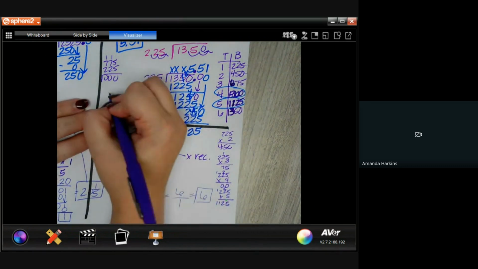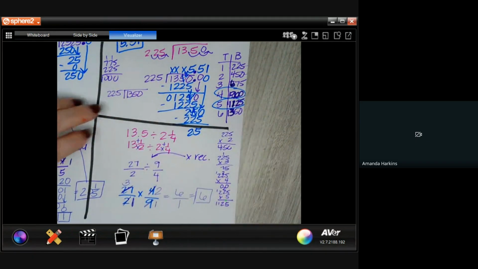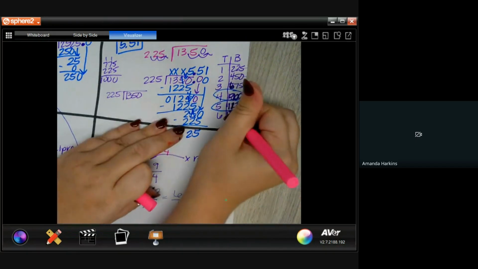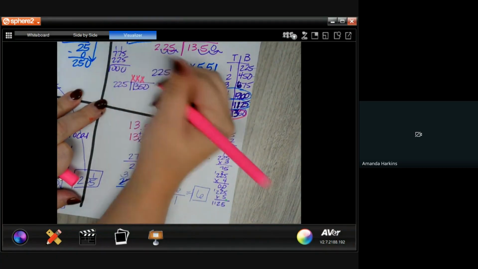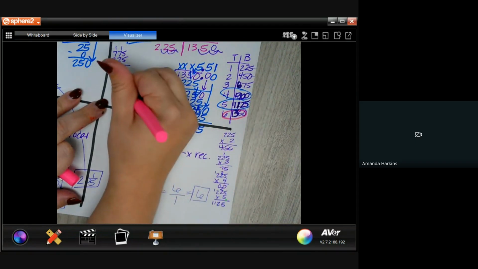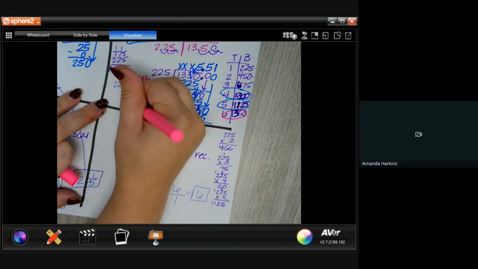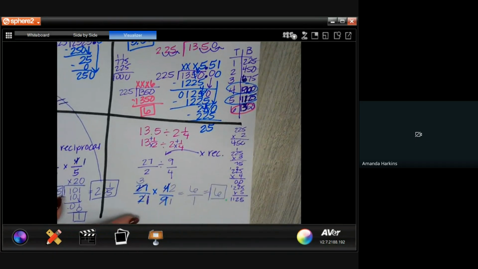Man, oh man, oh man. So I should have done, 225 cannot go into 1, can't go into 13, can't go into 135, but can go into 1350 6 times. My answer should have been 6. Man, why didn't y'all tell me that I made a mistake? That's okay. See, I'm human too. See, I get mixed up in my division too. That's why I like fractions, personally. All right, let's try another one.